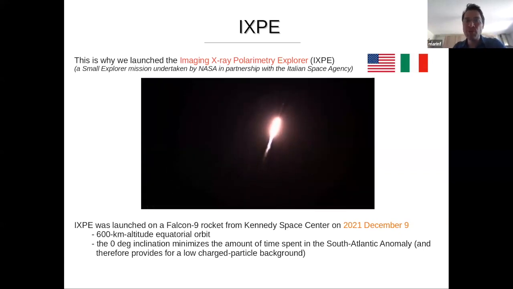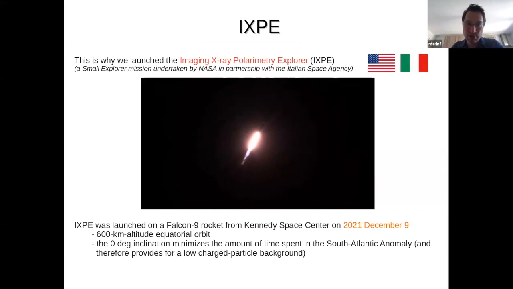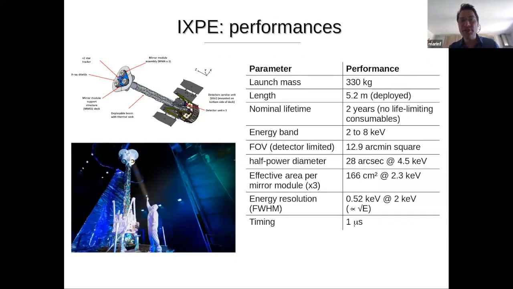We took 2-3 weeks for calibration, because we have a calibration source on board. And then we started to do science in January last year. IXPE was a 244 million dollar mission, so basically a very small explorer mission, very, very cost efficient. It weighed a bit more than 300 kilograms. It has a deployable boom, which reached 5.2 meters once deployed. The nominal lifetime of the mission was 2 years, but there are no life-limiting consumables on board. So we can be in space for about 8 years, and then the satellite will enter the Earth's atmosphere due to the decaying orbit.